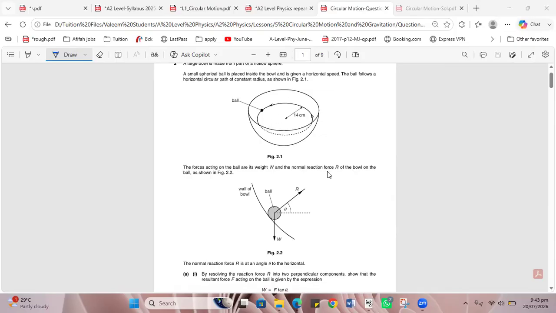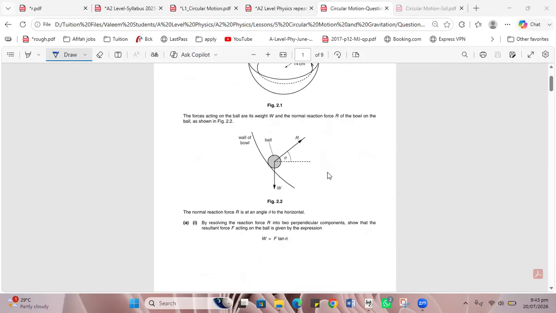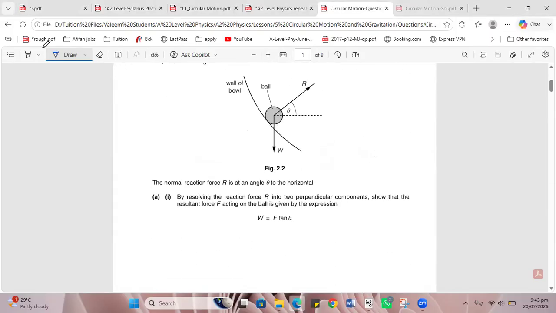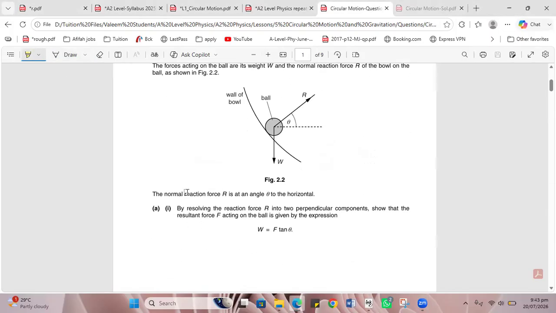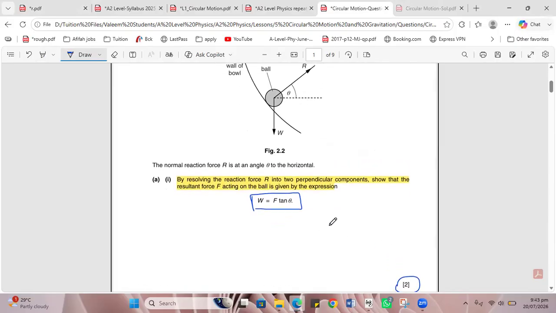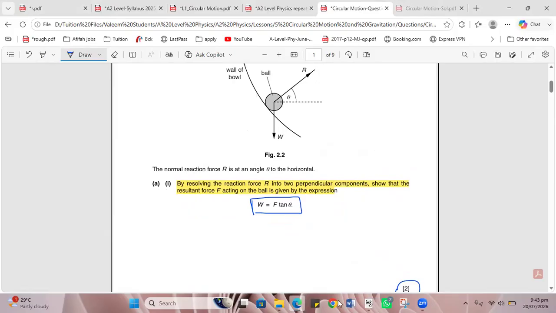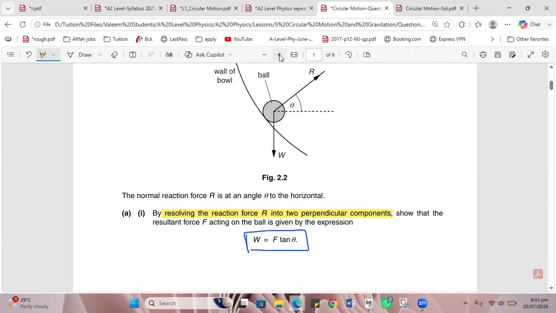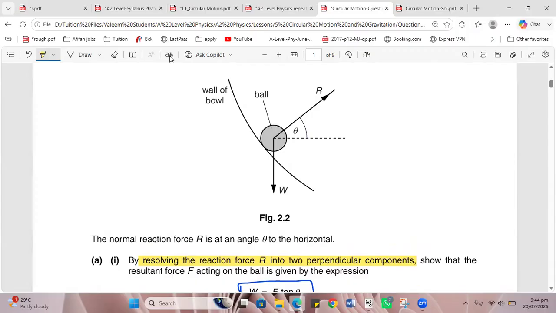Okay. I hope you guys have read the question. So the question is, by resolving the reaction force R into two perpendicular components, show that the resultant force acting on the ball is given by the expression W is equal to F tan theta. 2 marks. So this is like a little derivation question, and they've given you a big hint in the beginning. They said you have to resolve the reaction force into two perpendicular components. Let's do that first.